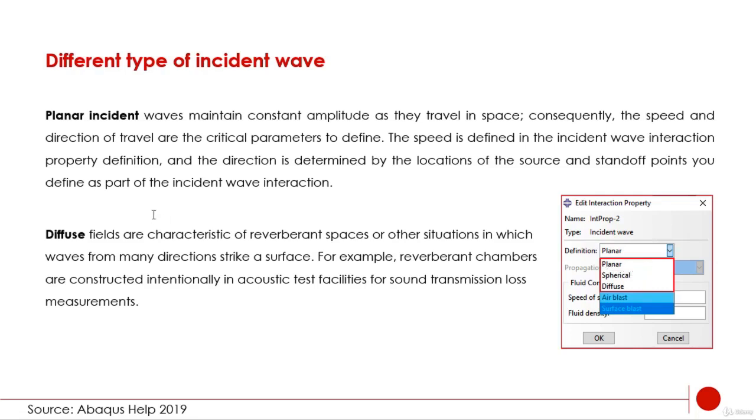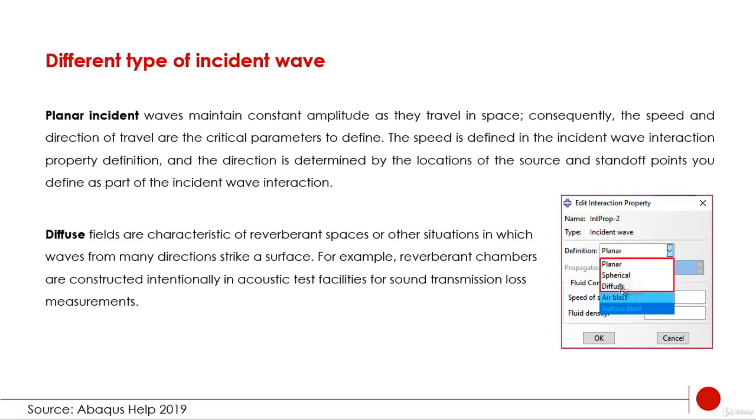The first one is planar. Planar incident waves maintain a constant amplitude as they travel in space. Consequently, the speed and the direction of travel are the critical parameters to define. The speed is defined in the incident wave interaction property definition, and the direction is determined by the location of the source and a standoff point you define as part of the incident wave interaction. The second one is the spherical, which we're going to use for the next example in this section, and I'm going to explain it more in the next slide.